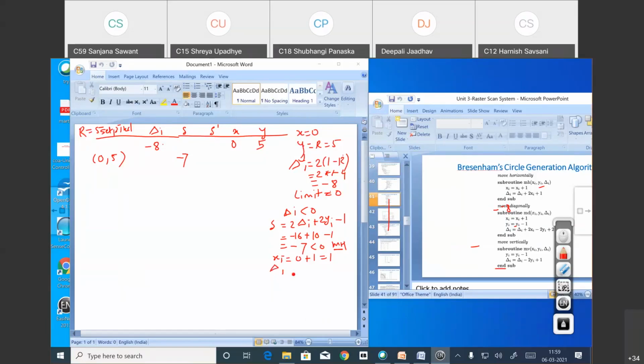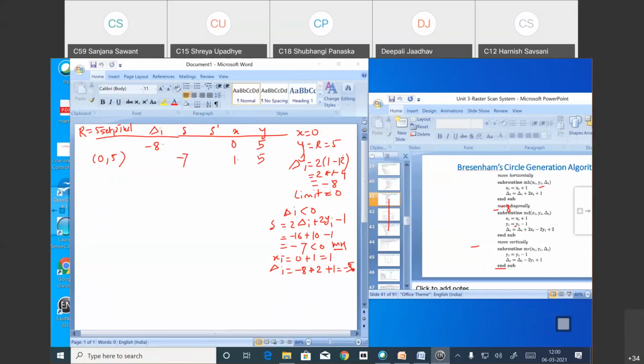Delta I is equal to delta I. What is the previous value of delta I? Increase the value of x by 1. Y remains as it is. Okay. Then delta I we calculate. Delta I, that is minus 8 plus 2xi. What is x now? 1. 1 into 2 plus 1. Minus 6 plus 2, minus 4 plus 1. It is minus 3. Minus 6 minus 5. It is minus 5.